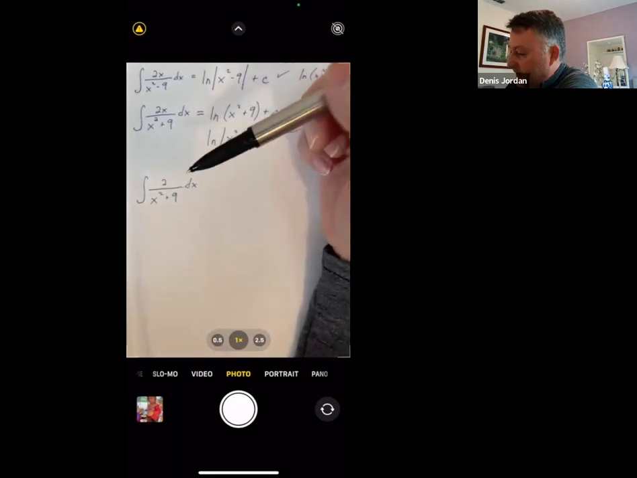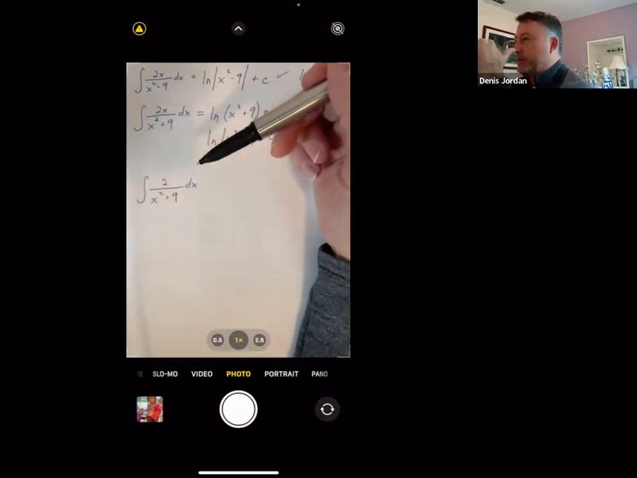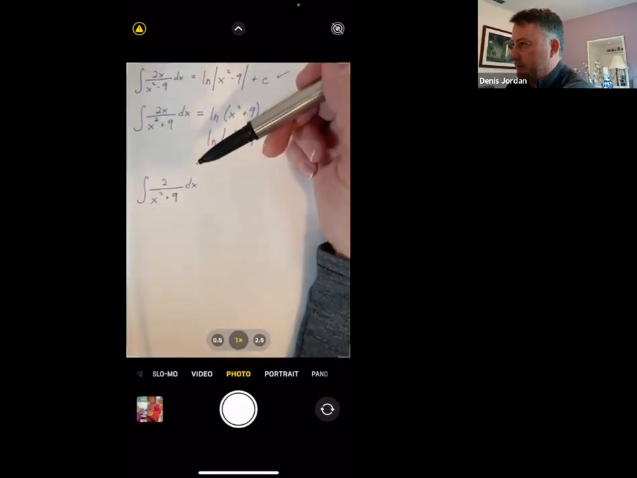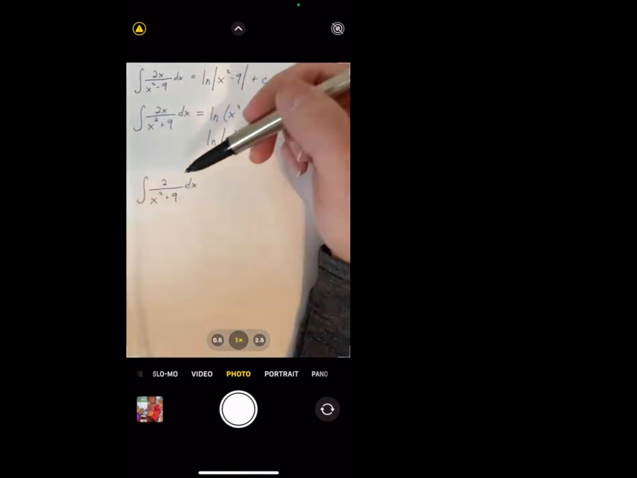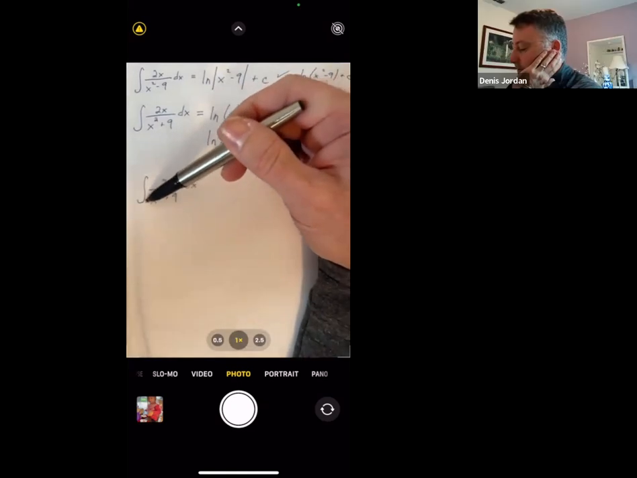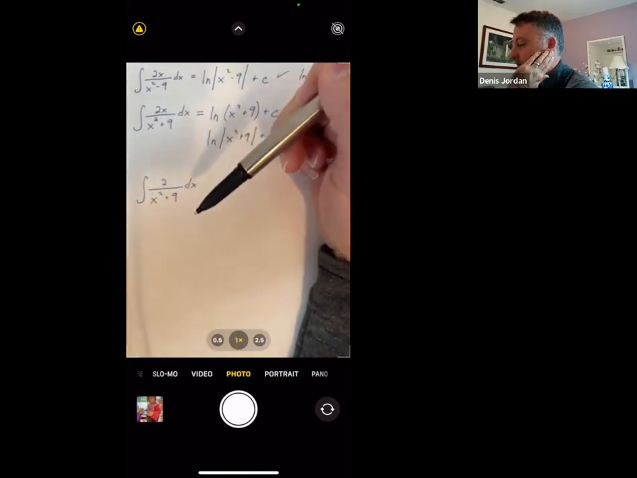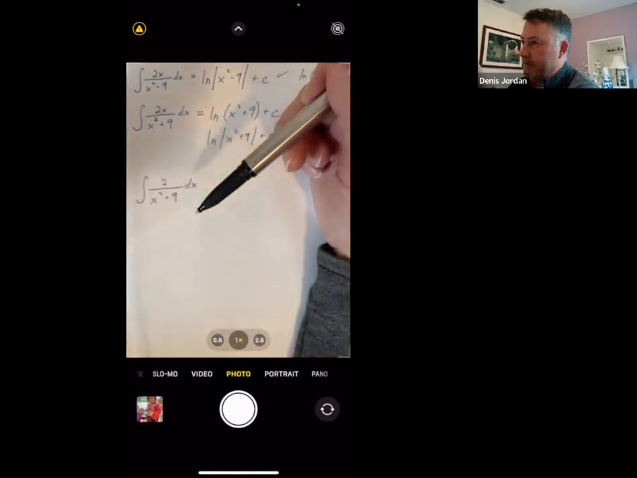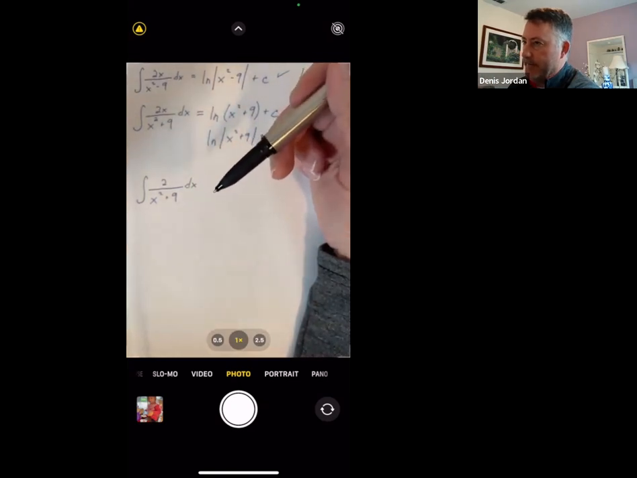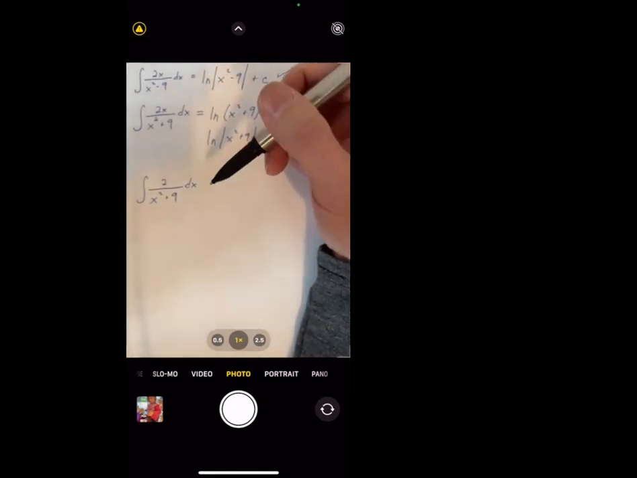You still have a fraction though. So once you check the ln's, what else could you check to see if it fits? The inverse trig. The inverse trig. And there's no square root involved. So which one would you have to check? The arctan. Arctangent.